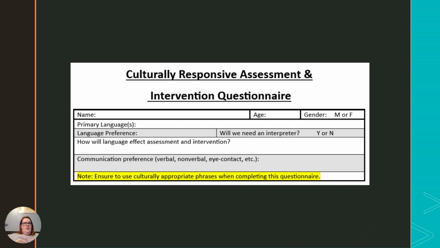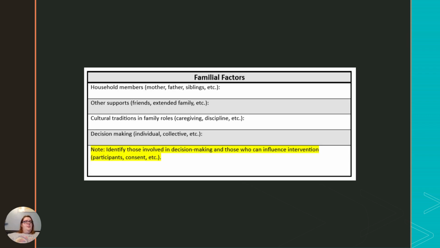After that, we will move on to the second part of the assessment and questionnaire, which is familial factors. This is where you're going to write down household members, anyone that supports the client or supports the family. This may include aunts, uncles, grandparents, friends, anything like that. Put down some roles that the family gives you. Who does the caregiving, the men, the women, anybody, both. Same with discipline, that sometimes in some cultures is more for a male to complete. And who does the decision making? Is it a collective effort or is it individual?